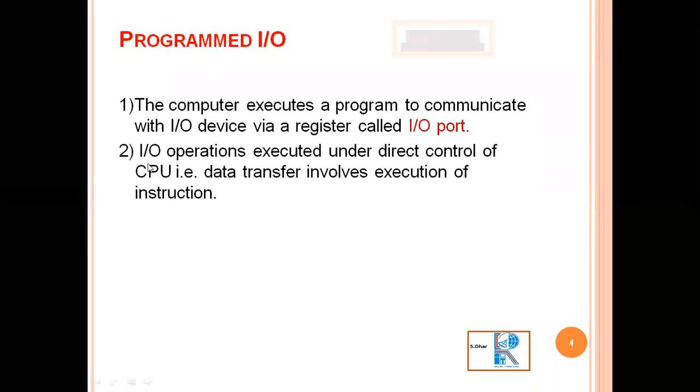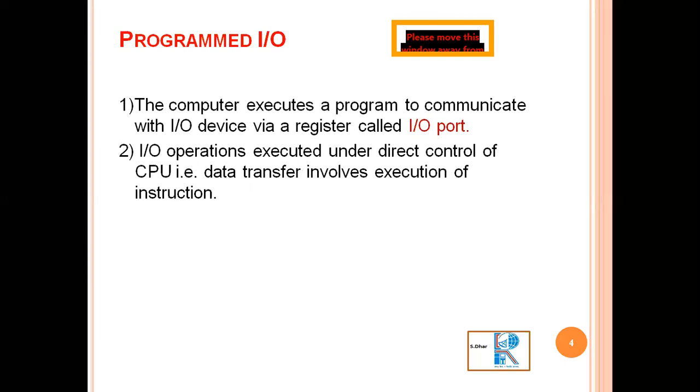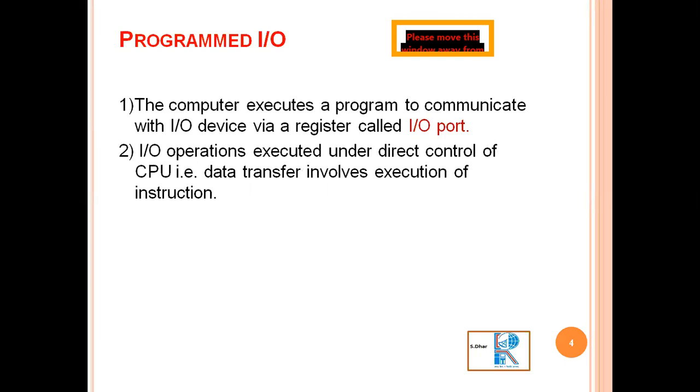Now, here the IO operation is executed under the direct control of the CPU. As I have already told, one set of instructions is executed to read the data from the IO device and to write the data into the IO device. So obviously, as one program is involved there, the CPU executes the program. That means the IO operation is done under the direct control of the CPU, or the central processing unit. Clear?